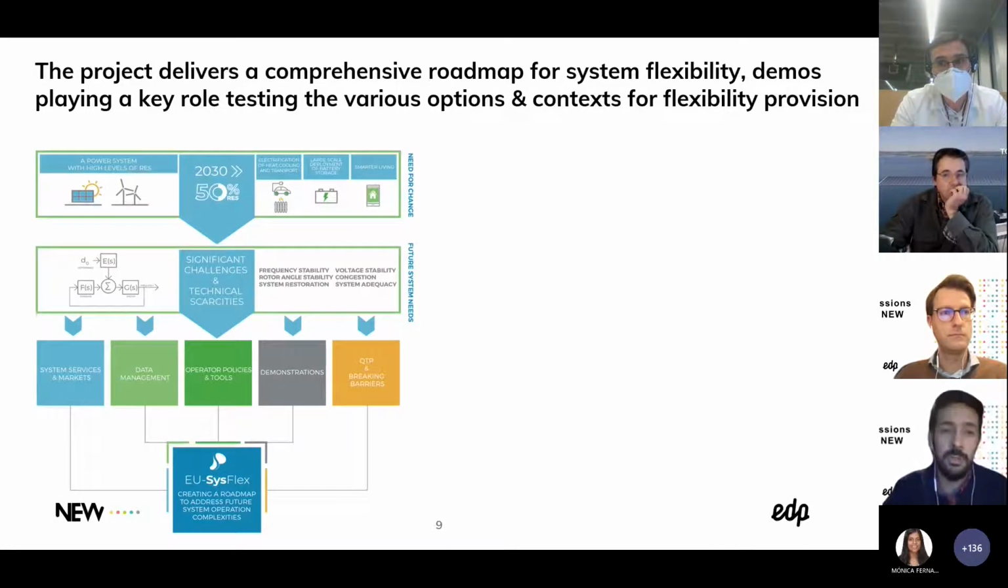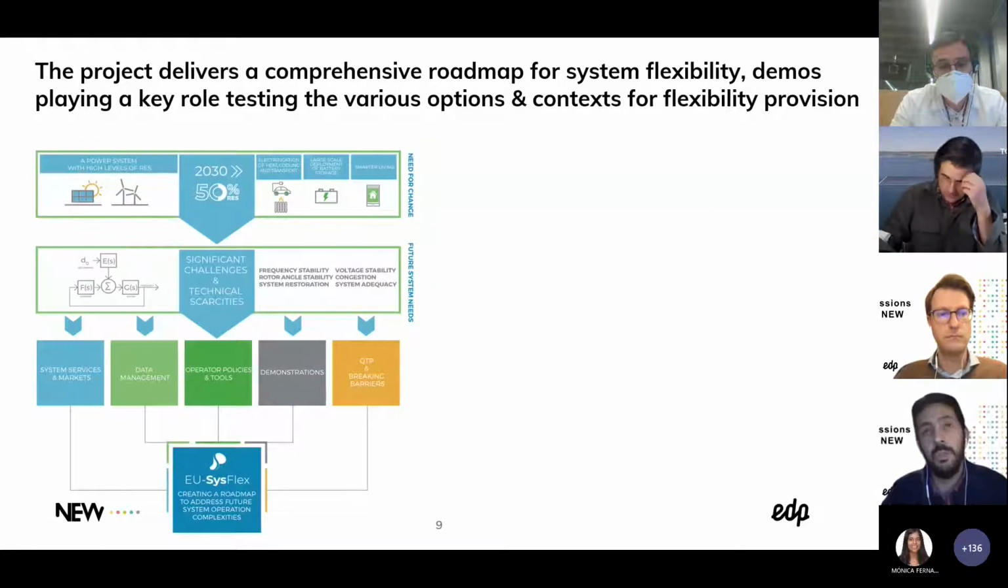There's extensive work done elsewhere in the project, in which we've highlighted the scarcities that will arise in different geographies in Europe. And we understand the future system needs that we need to address. The components that we put together to address these challenges and these system needs are various and wide in scope.